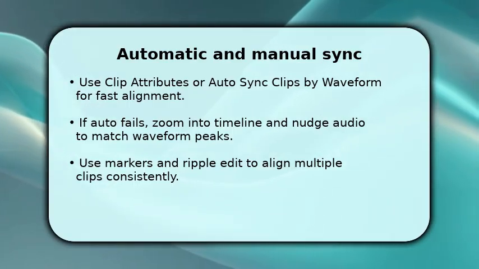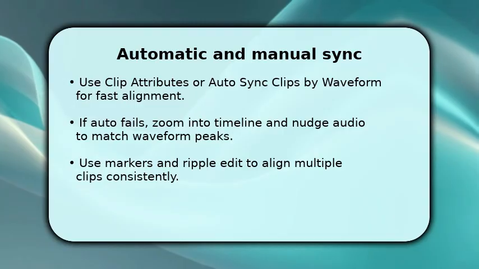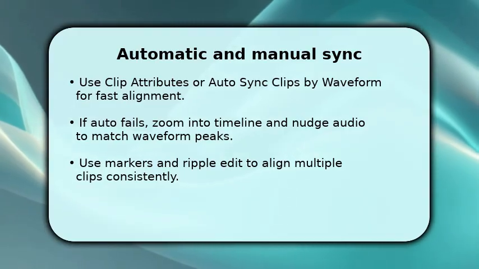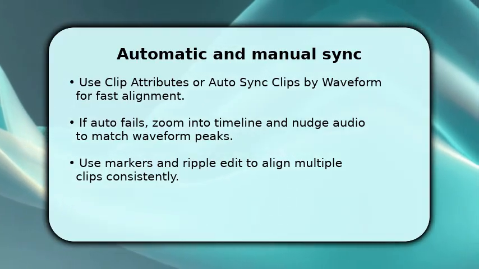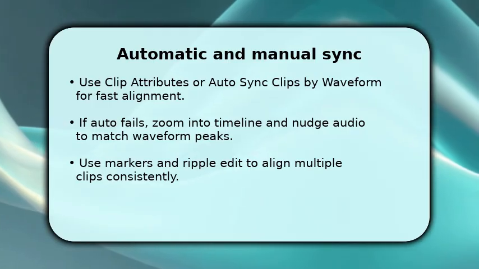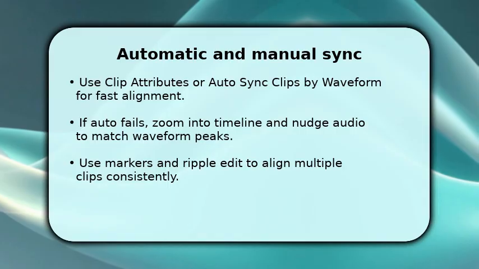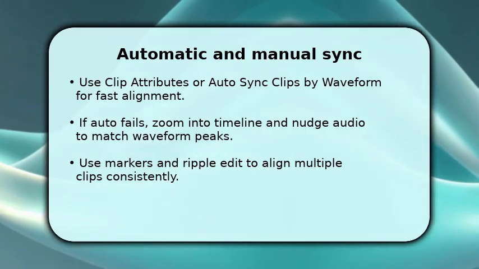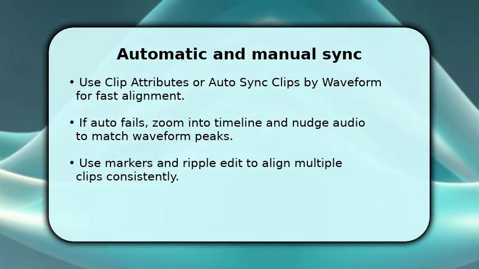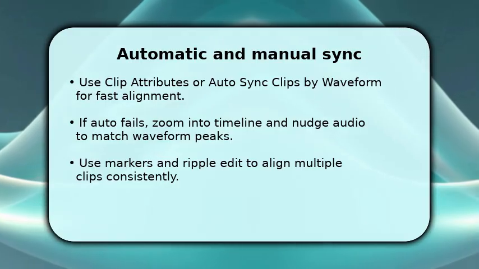If that doesn't work, zoom in on the timeline and manually nudge the audio so a sharp waveform spike lines up with the camera audio spike. You can use markers to mark the reference frame. For batches, select multiple clips and apply ripple edits, so adjustments keep relative timing consistent across the sequence.